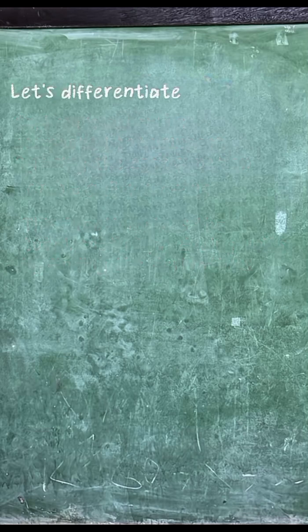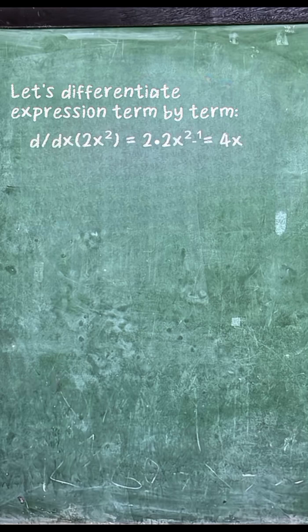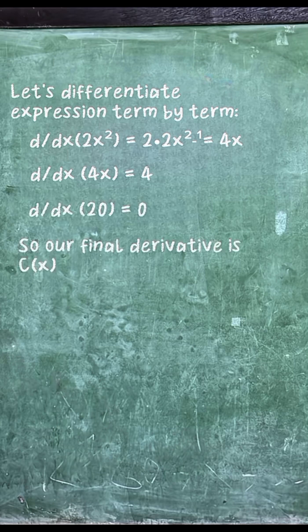Let's differentiate the expression term by term. First, the derivative of 2x² is 2 times 2x to the power of 2 minus 1, which becomes 4x. Second, the derivative of 4x is 4. Third, the derivative of the constant 20 is 0. So the final derivative is C'(x) = 4x + 4.